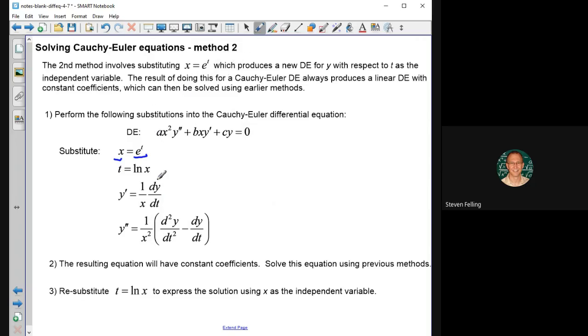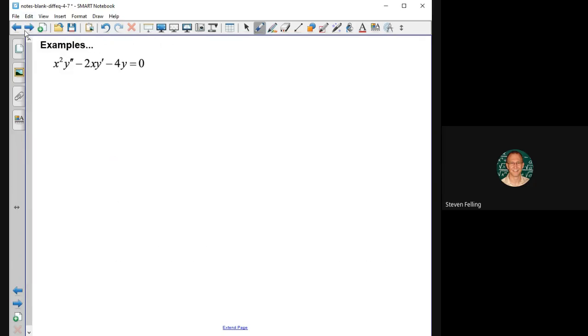So when you do that substitution, it turns out that you'll convert to a linear differential equation with constant coefficients that we can solve. But in the end, we now have t as the independent variable. So when we're done, we have to resubstitute that all the t's are really natural logs of the original x to express the solution in terms of the original independent variable x. All right, so let's take some examples. This first one, we'll use method 1 on.